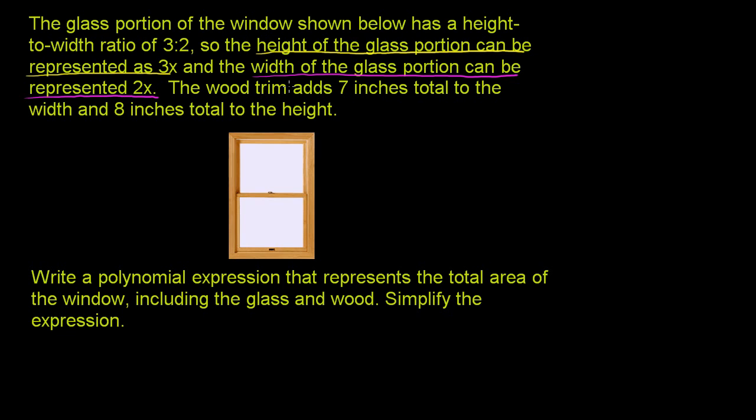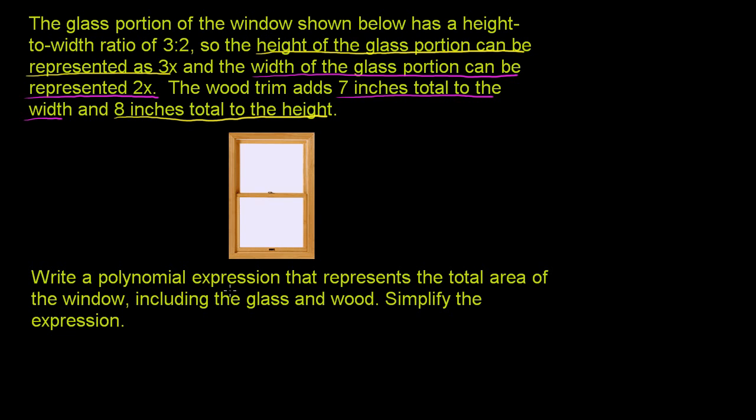The wood trim adds 7 inches to the total width and 8 inches to the total height. So let me write that down. 8 inches to the total height, I'll do it in yellow. And 7 inches to the total width, I'll do in this purplish color. We're doing the width in purple.